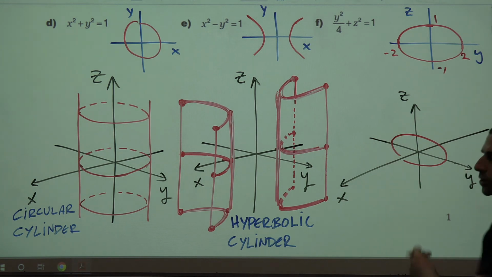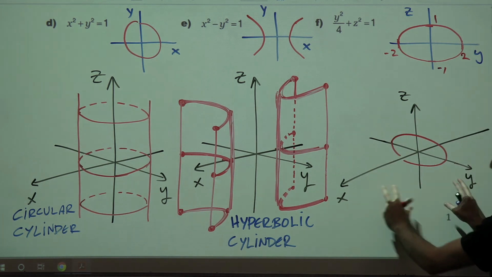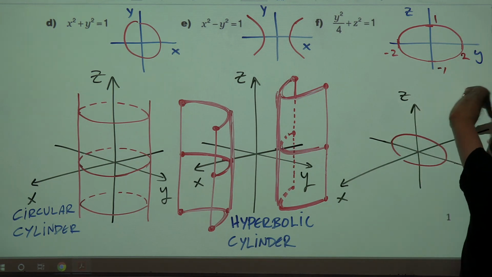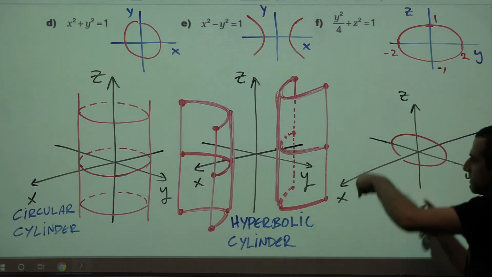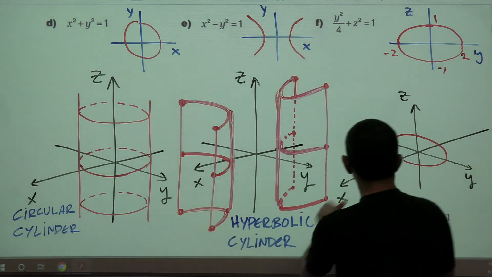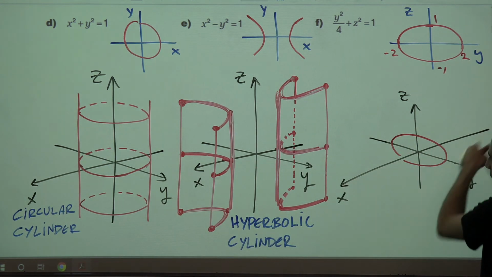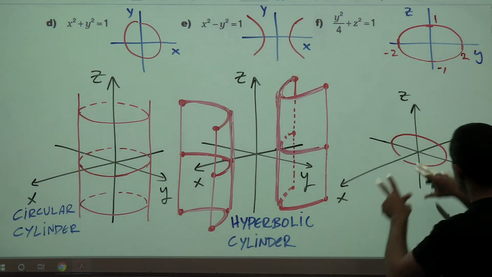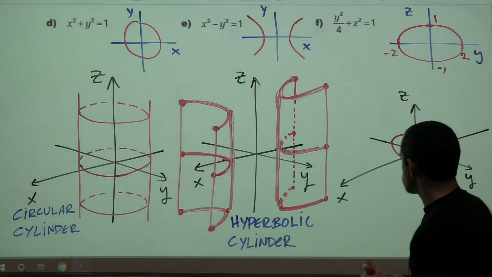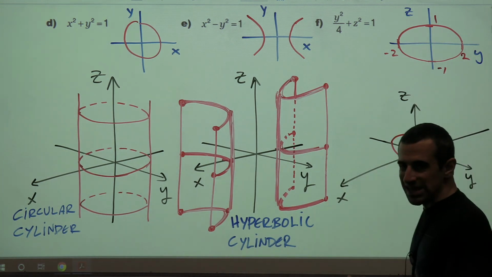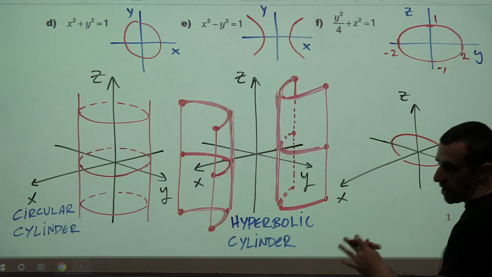So that's my elliptical cross section. And then to generate the entire surface, I just take that ellipse and I drag it in the x direction. So I'm going to do something similar to what I did over here. Instead of drawing the other cross sections, I'm going to draw a couple of parallel lines, and that's going to make it easier for me to draw the other cross sections. They're going to be more easily aligned with the cross section that I already drew.